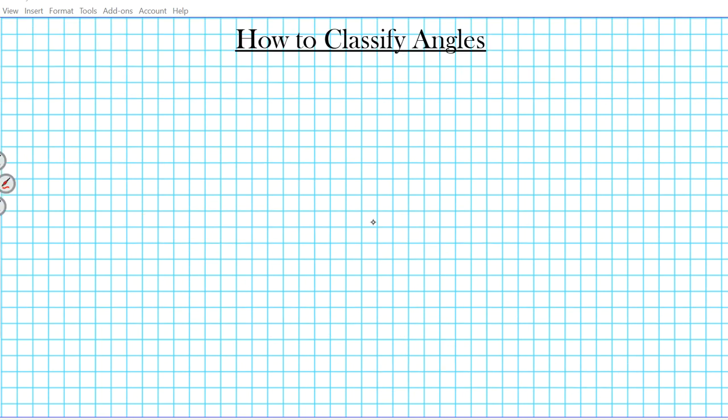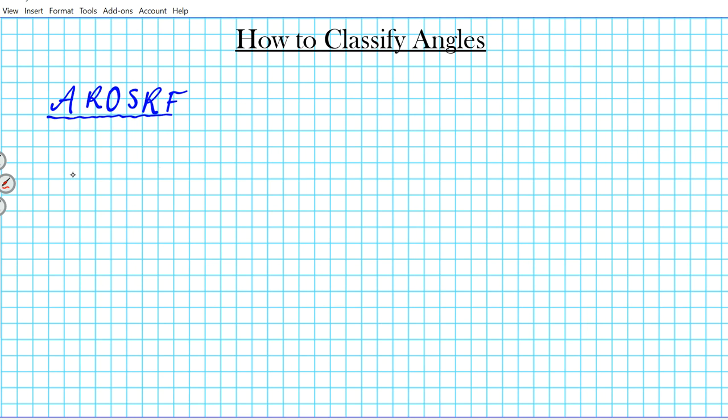Alright, before we get started with some examples, let's go ahead and review how we classify angles. There are 6 of them, and you can remember them by using this acronym, AROSRF. Okay, so what does AROSRF mean? If you remember, we went over this in section 1.4a of our tutorial series on classification of angles.